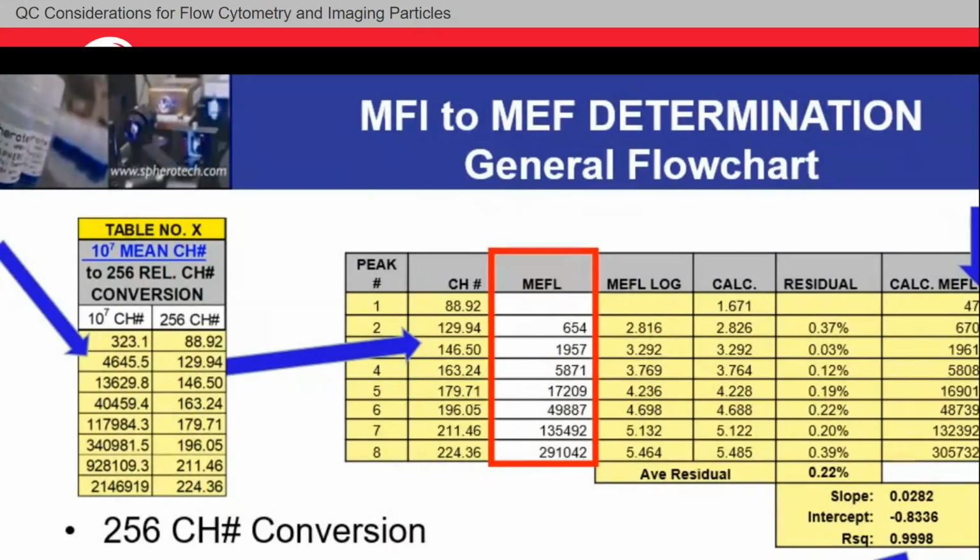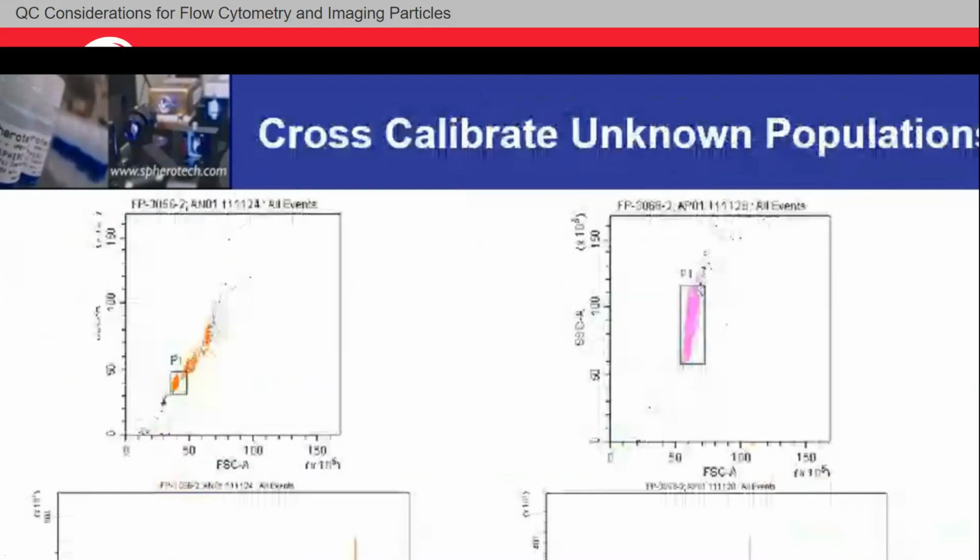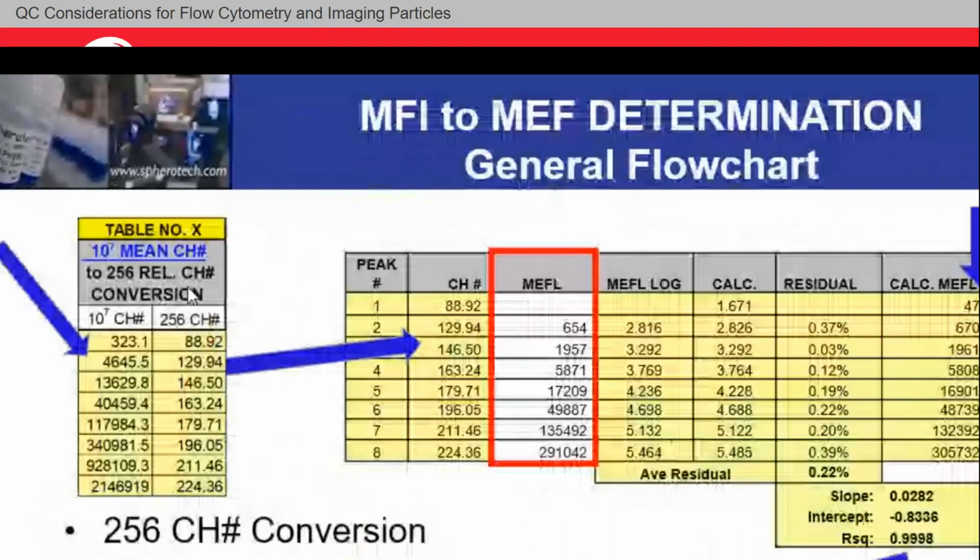Then we can talk about unknown population determination, this cross calibration. For many of you, this is where we end, right? We're going to put in our data. We're going to try to get this 0.999. We're going to try to get this extremely low, maybe 0.5, maybe 1, right? We're done. Instrument is calibrated.